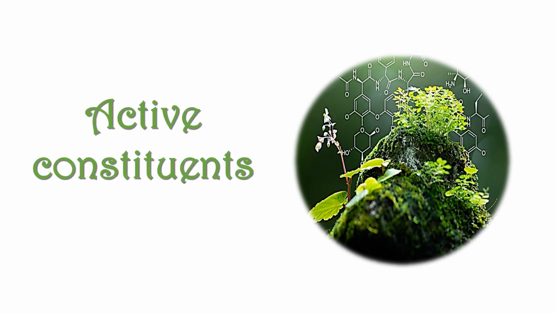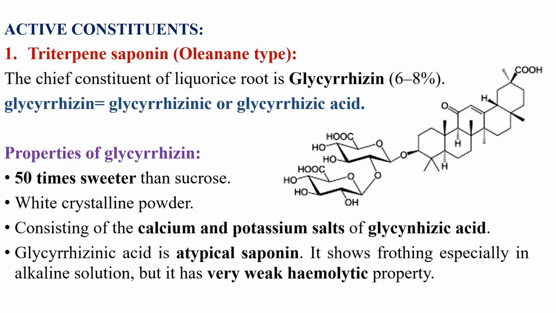Active constituents. Actually, licorice contains very important active constituents which are responsible for the great pharmaceutical uses that we will discuss in the next slides. The major active constituent of licorice is a substance known as glycyrrhizin. Glycyrrhizin is a triterpene saponin from the oleanane type, as you can see here in this structure.